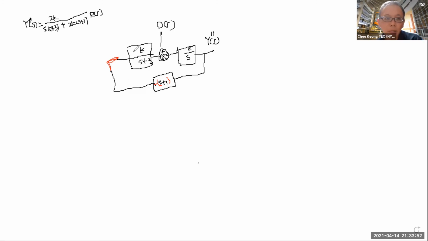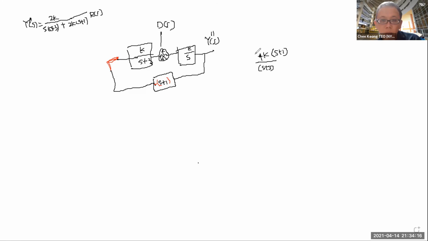So we can combine this feedback portion, right? You can combine it as what? Basically minus k over s plus 3, sorry, k over s plus 3. This is plus k, not minus k. Plus k over s plus 3. But then because there is a minus sign, you got to multiply by s plus 1, which is a minus sign here.